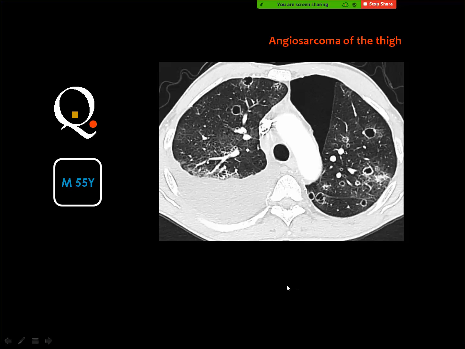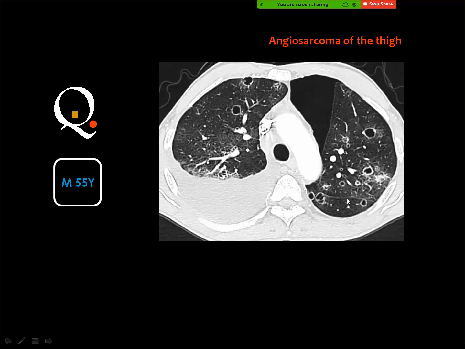And this, cavitatory lesions, multiple cavitatory lesions. Yes, there are multiple cavities in both lung fields, and there is also a pleural effusion and some pneumothorax. Yes, what do you think? Metastasis, cavitatory metastasis. Metastasis from what? Angiosarcoma. Yes, the patient had angiosarcoma of the thigh.